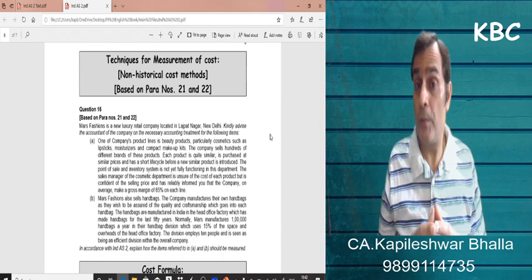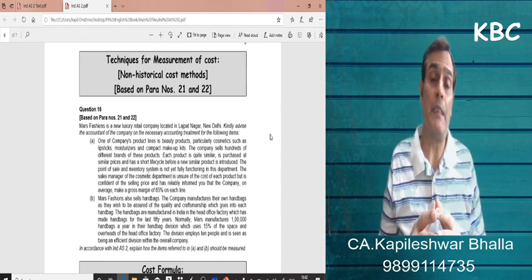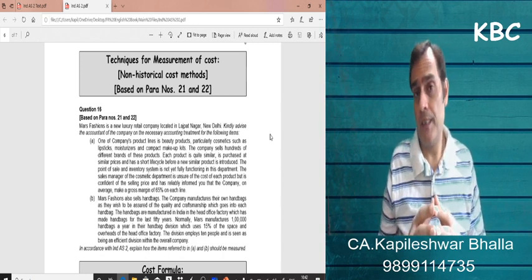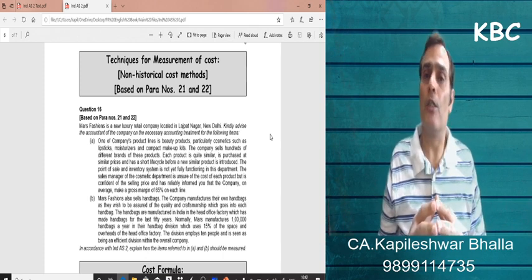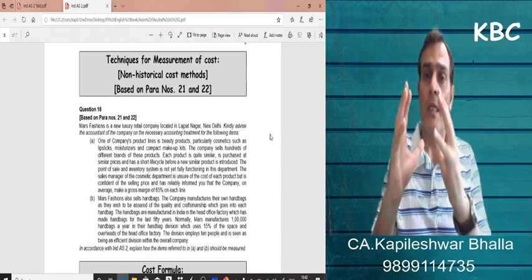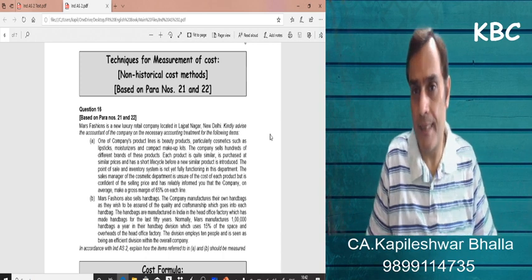We also saw the special issues related to cost in terms of deferred credit, in terms of joint and byproducts, and in terms of the cost formula. Now we are focusing on the fourth section of the standard.